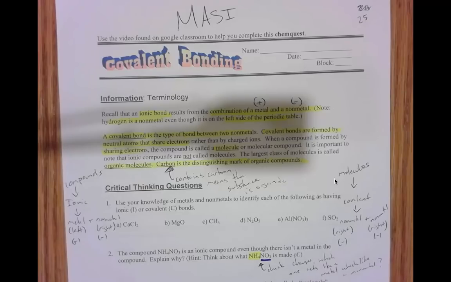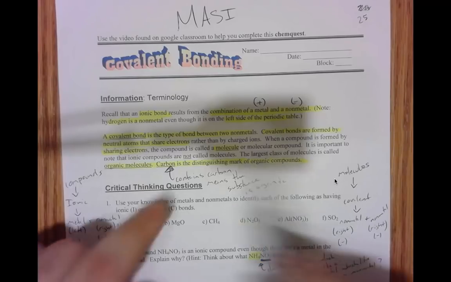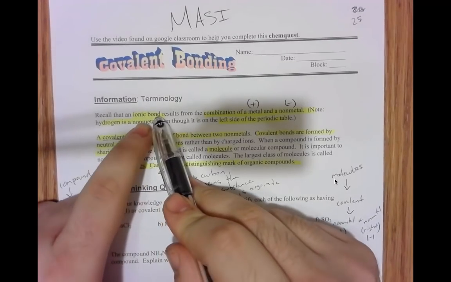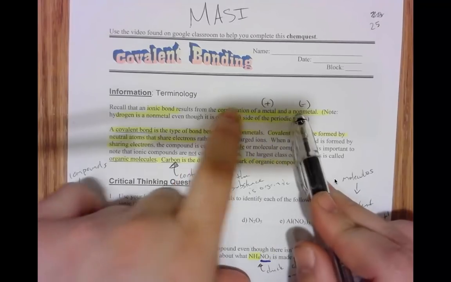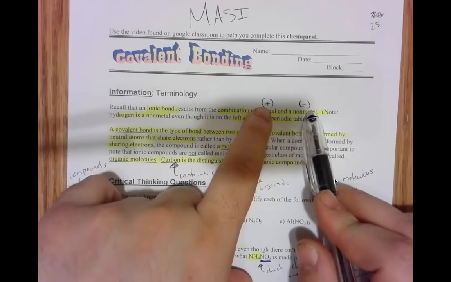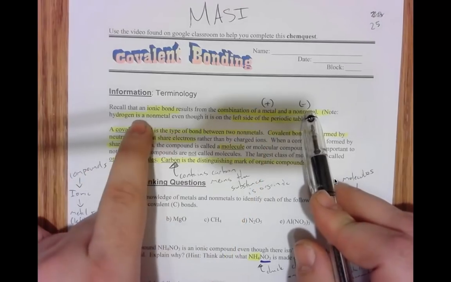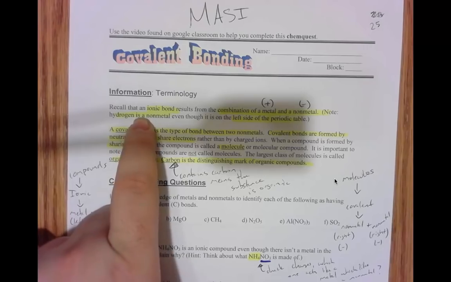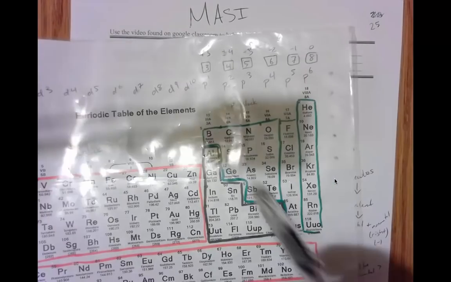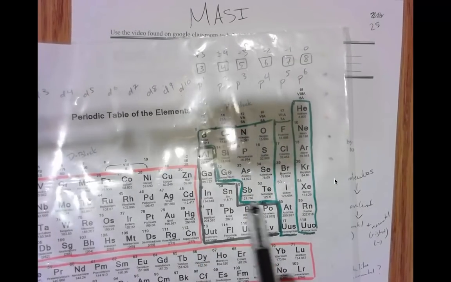Today we are taking a look at covalent bonding. So remember, guys, we already learned about one type of bonding called ionic. Ionic is a combination of a metal and a nonmetal, a positive and a negative. Remember, guys, it is worth mentioning that hydrogen is a nonmetal, even though it's on the left side of our periodic table.